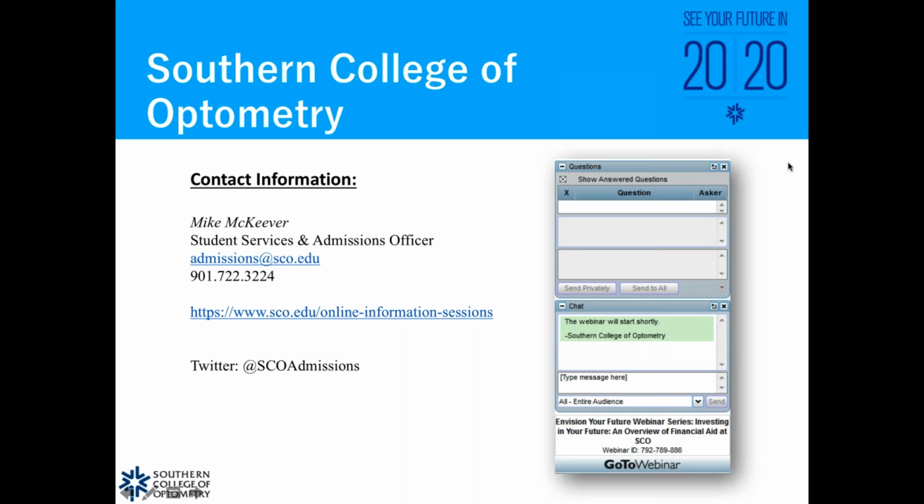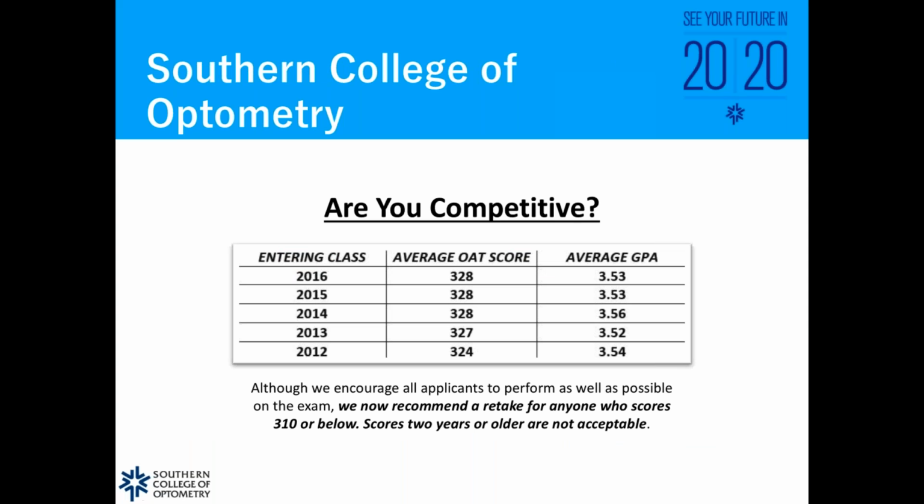Student wants to know, so we went over this before, maybe you came in a little late, that you've taken the OAT and you got a 280. So what's the situation there? Well, if you got a 280, that is definitely too low of a score to be considered for admission to SCO. And remember, let's go back to the review slide.